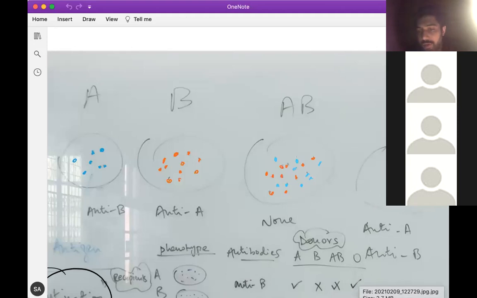Now 5 more minutes for everyone to complete this table for blood group B recipient, for blood group AB recipient, and for blood group O recipient. You can just take a few minutes to complete this.